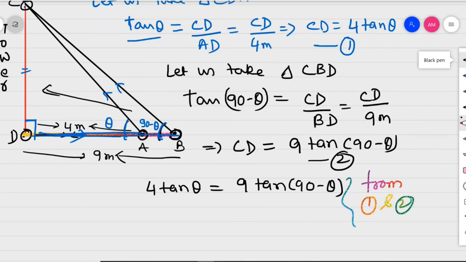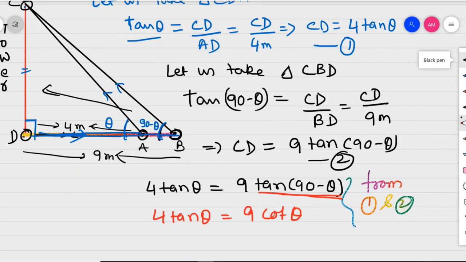Now children, this is the time when you should apply what you know. See, tan 90 minus theta is nothing but cot theta. This you have learnt. So this will become 4 tan theta is equal to 9 cot theta. Tan 90 minus theta is nothing but cot theta, because see, tan 30 is equal to cot 60. You have already learnt this.